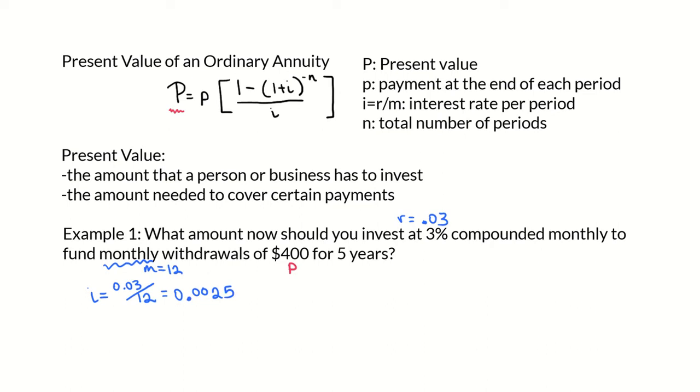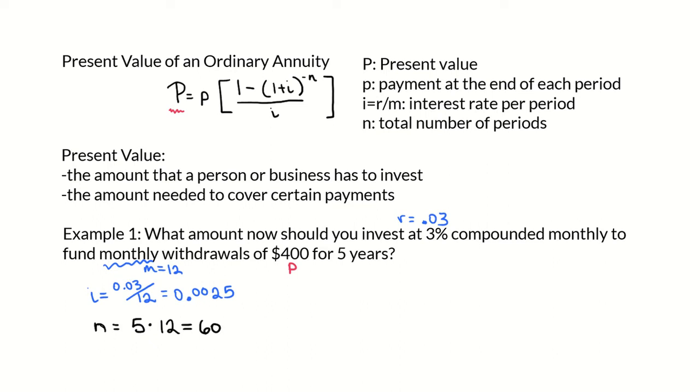And then last we need the n value, the total number of periods, which is the number of years, which is 5, multiplied by the periods per year, which is 12. So n is equal to 60.